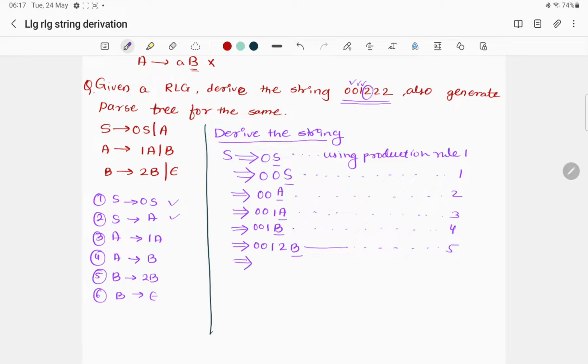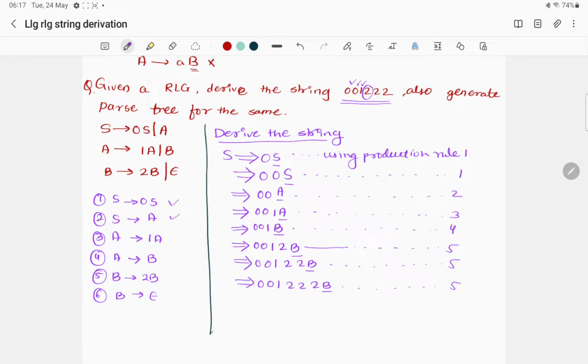Again, I want to read 2 three times totally. So I will be using the same rule 3 times. That is B giving 2B again. And for the third 2, I will again use B giving 2B.